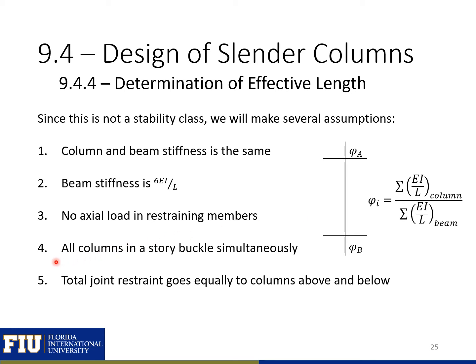We can also assume that all of our columns in the story buckle simultaneously. So we'll evenly distribute the stiffness provided from the beams. And we can also assume that our total joint restraint goes equally to the columns above and below.